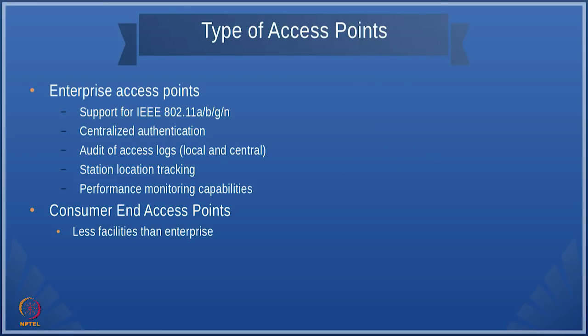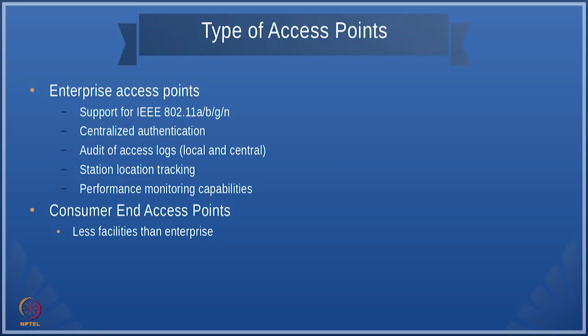If you take enterprise access points, these provide much more features than the consumer end access points. For example, enterprise access points can provide performance monitoring capabilities, active audit of access logs, and centralized authentication mechanisms like RADIUS or TACACS. So, whenever the authentication happens, it comes to the access point, the request goes to an external server, which authorizes the user and then comes back.